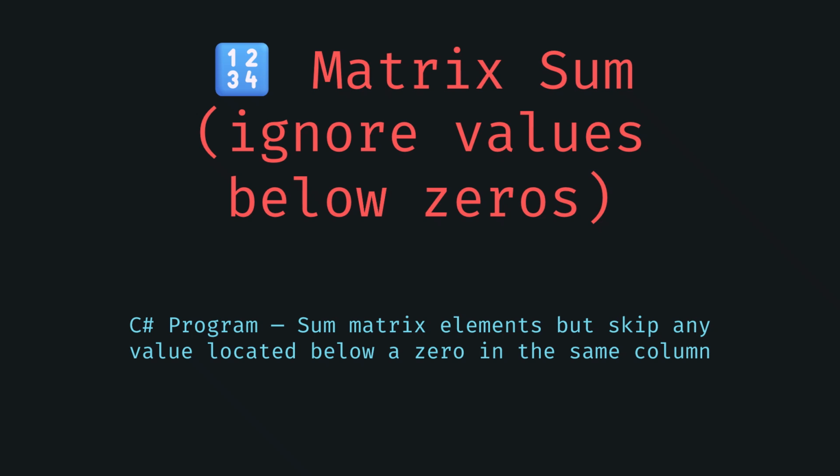This pattern shows up when sensor readings become invalid, where a 0 or error code invalidates all readings below it, or in simple data cleaning tasks. We'll walk through the idea, then implement a robust, easy to read C# function with tests. Let's go.